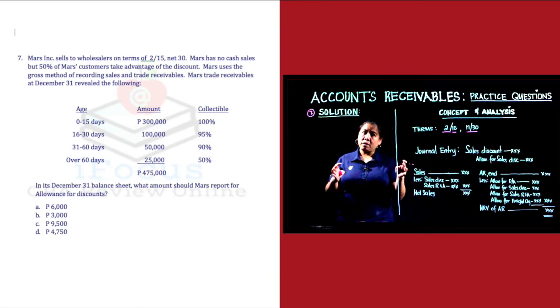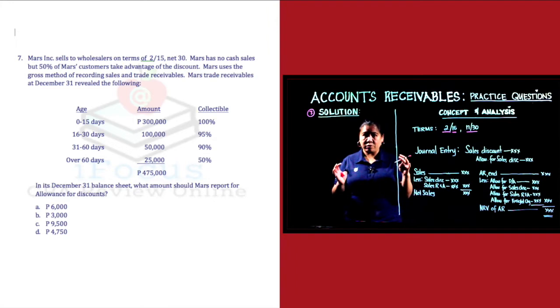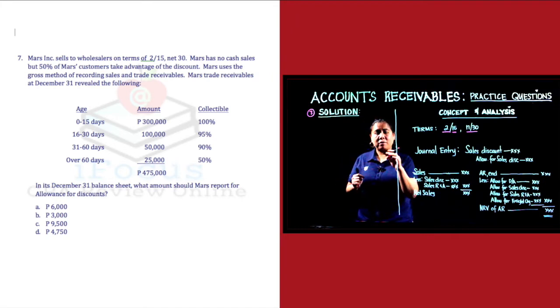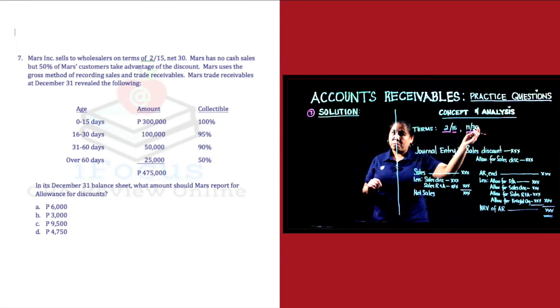So kung makikita mo itong 0 to 15 days, 16 to 30 days, this is your aging of your accounts receivable. So kung titignan mo sa aging of the accounts receivable, so sino pa ang pwedeng mag-avail ng 2% discount? Siyempre, yung 0 to 15 days outstanding na accounts receivable lang ang pwedeng mag-avail ng 2%. Yung 16 days and above, hindi na sila makaka-avail ng discount. Kasi nga, it's beyond the discount period.